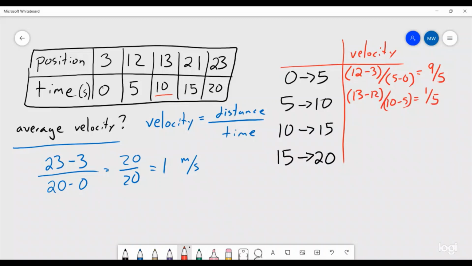So the time interval from 5 to 10 is definitely not the fastest time interval. But then maybe from 10 to 15 we might get something else. So that would be 21 minus 13 divided by 5. So this is going to be 8 over 5. And then 15 to 20, that's going to be 23 minus 21 divided by 5, or 2/5. So from here we'd be able to figure out which interval has the fastest average velocity, and that would be the interval from 0 to 5.